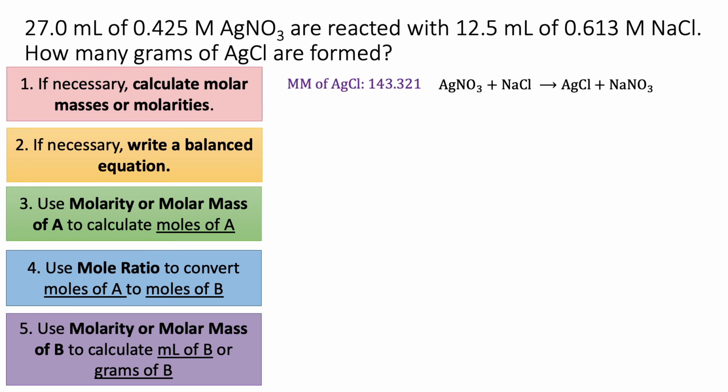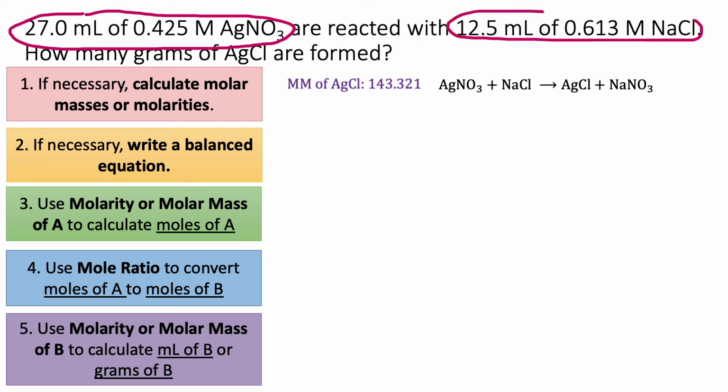So what I've done here is I've given you another problem with the same reaction. And so I'm keeping the molar mass of silver chloride and I'm keeping the balanced reaction, so we're just going to skip those steps. But what I want you to notice is that we have two pairs here. We have this volume and this molarity of silver nitrate, and we have this volume and this molarity of sodium chloride. So we have numbers of moles, essentially, because a volume and a molarity gives us a number of moles.